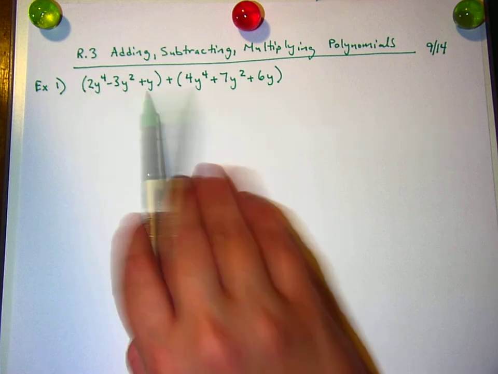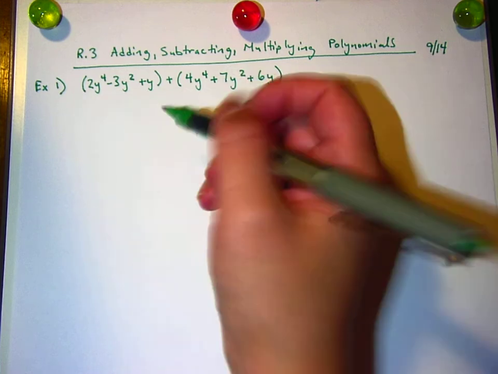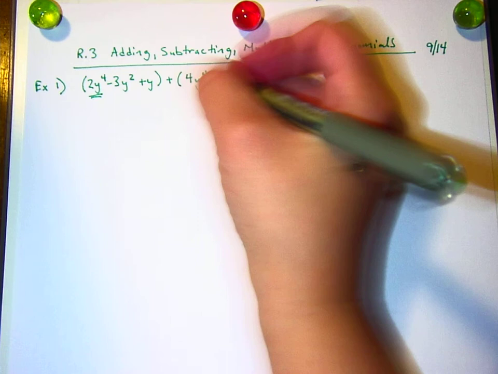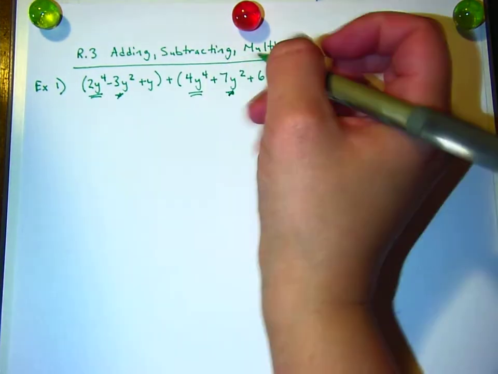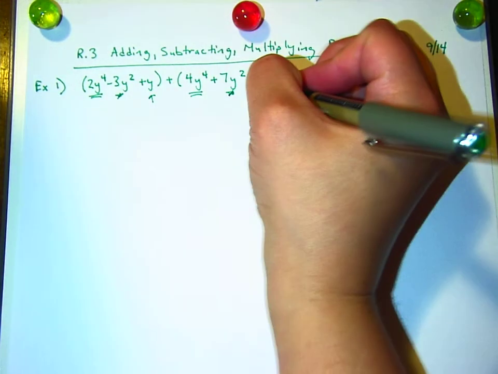So I'm taking this polynomial and adding it to that polynomial. So you just find like terms. This one's a y to the 4th. This one right here is a y squared. And that one is just a y.